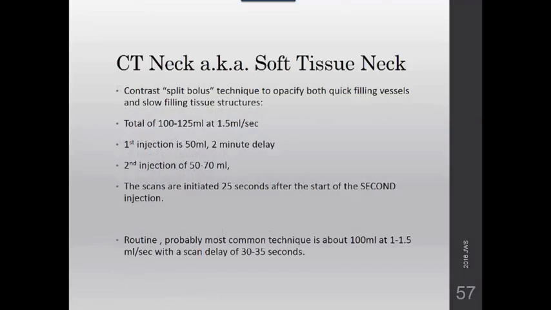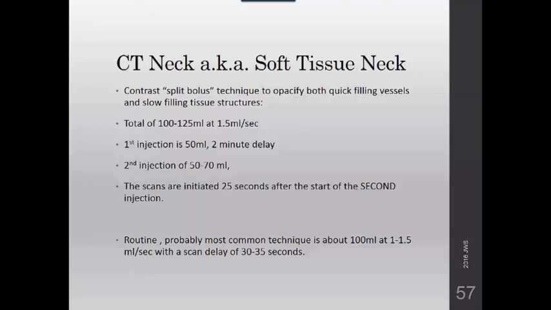Now, unless contraindicated, IV contrast media is used in scanning the soft tissues of the neck. I forgot to mention, CT of the neck is also known as a soft tissue of the neck. So if you hear those terms, you'll hear them interchangeably.